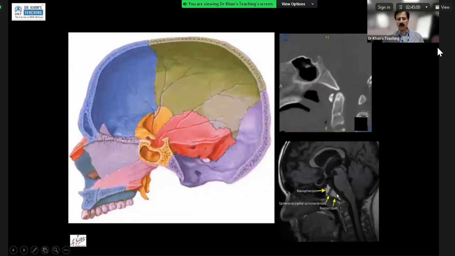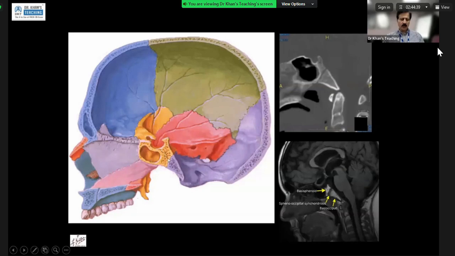So that is why it is high signal on this T1 weighted sequence. So beware of this, because this is an exam appearance. They will show you cases in which this high signal of the clivus is lost, and that means marrow infiltration. So you have to remember that.